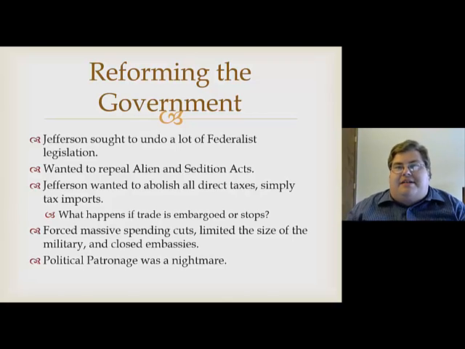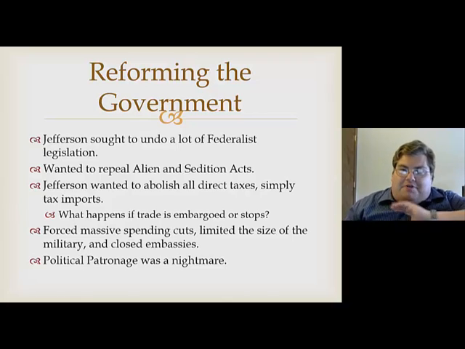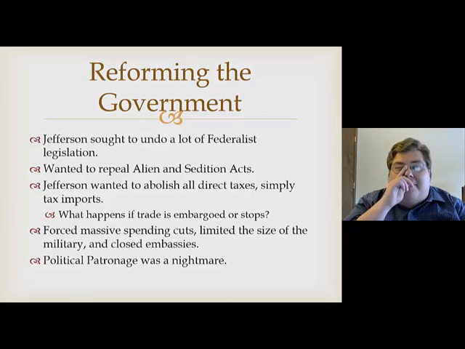He also closes embassies. He says, look, we have no need to talk with, I can't even think off the top of my head, but he's like, look, we don't need an embassy in the Middle East. We don't need to be able to talk to the Barbary states. So no, we're just going to close that embassy to save money.